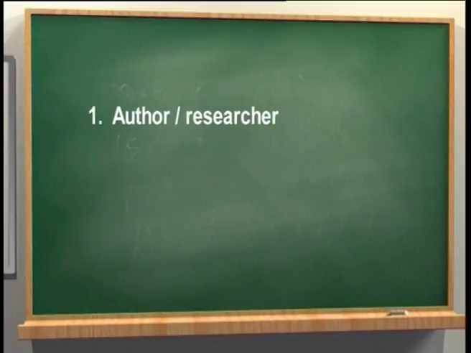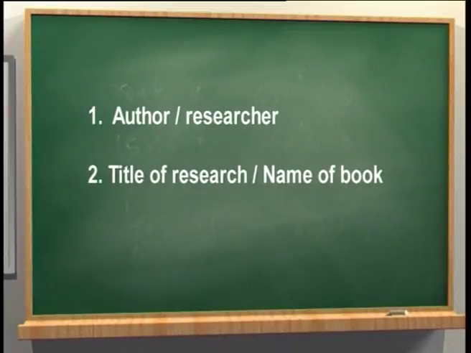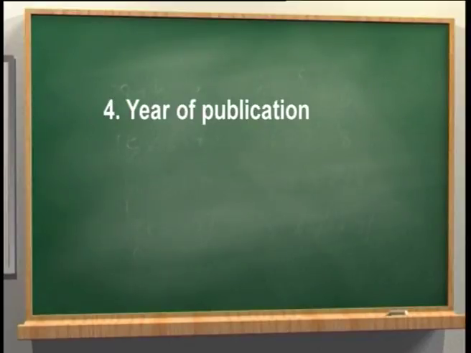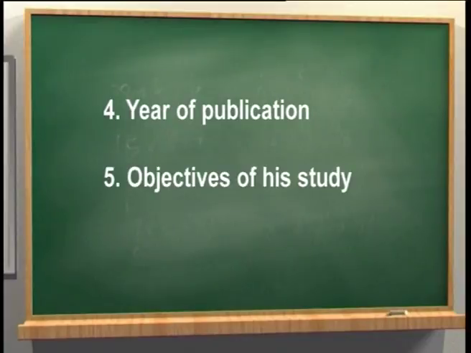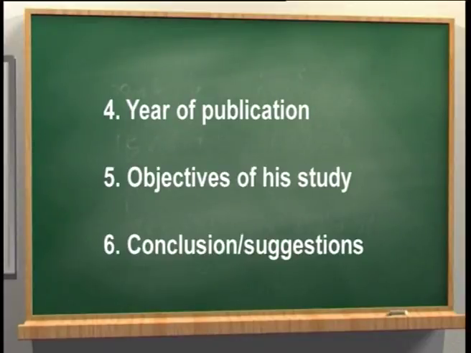He should list them in the given format: author or researcher, title of research or name of the book, publisher, year of publication, objectives of the study, conclusions or suggestions. Then he can compare this information with his study to show the separate identity of his study. He must be honest to point out similarities and differences of his study from earlier research work.